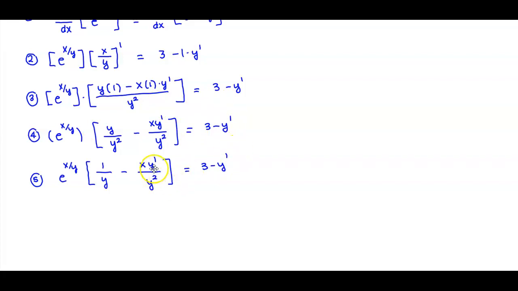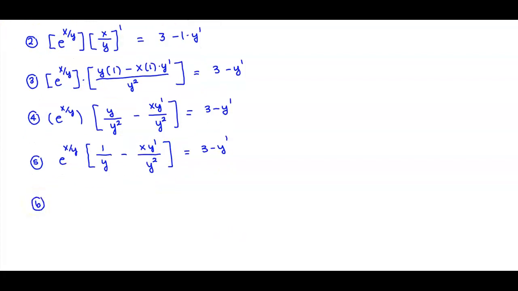Okay, so what we want to do is solve for y prime here. In order to solve for y prime, we're going to have to distribute this e to the x over y and then isolate y prime. If we distribute this e to the x over y, we have e to the x over y times 1, which is e to the x over y over y, minus x times e to the x over y times y prime over y squared, and that's equal to 3 minus y prime.